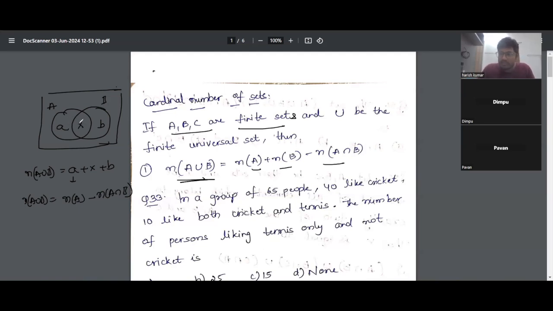Now what is X? X is nothing but the number of elements in the intersection, that is the common part, which we already know is n of A intersection B, plus what is B? How can I find B? From the total elements of set B, if I remove the common part.